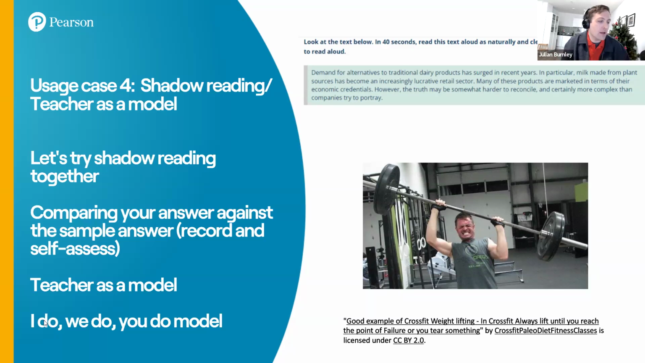You're giving them an example in I do. They're supported in we do because they're working together in pairs. And then finally, when they're doing it by themselves, and it's the most difficult, they've had a lot of scaffolding, they've had a lot of support, and they should be more confident.